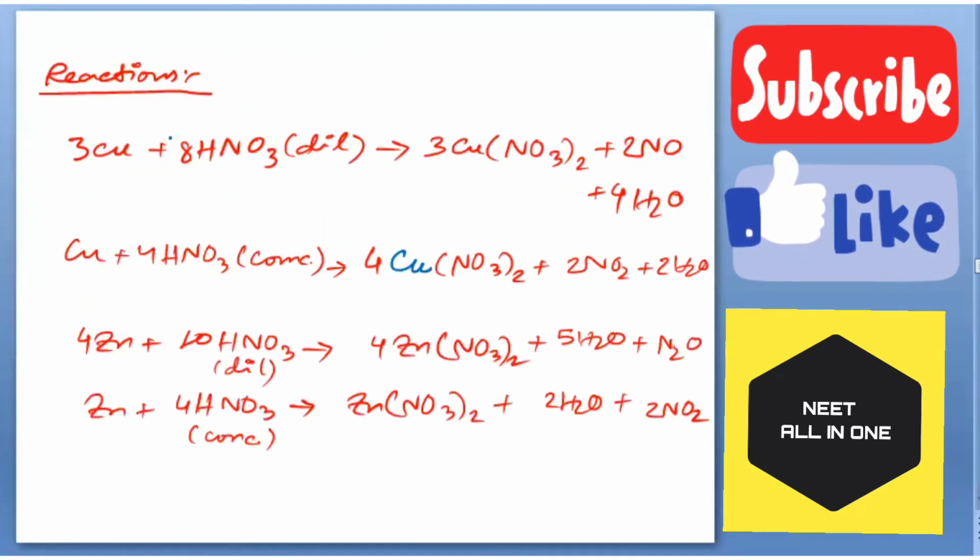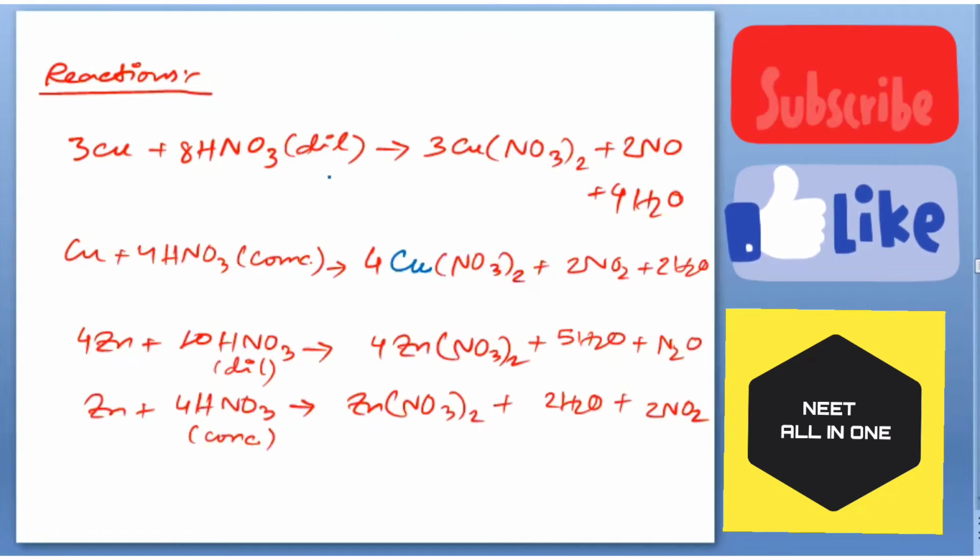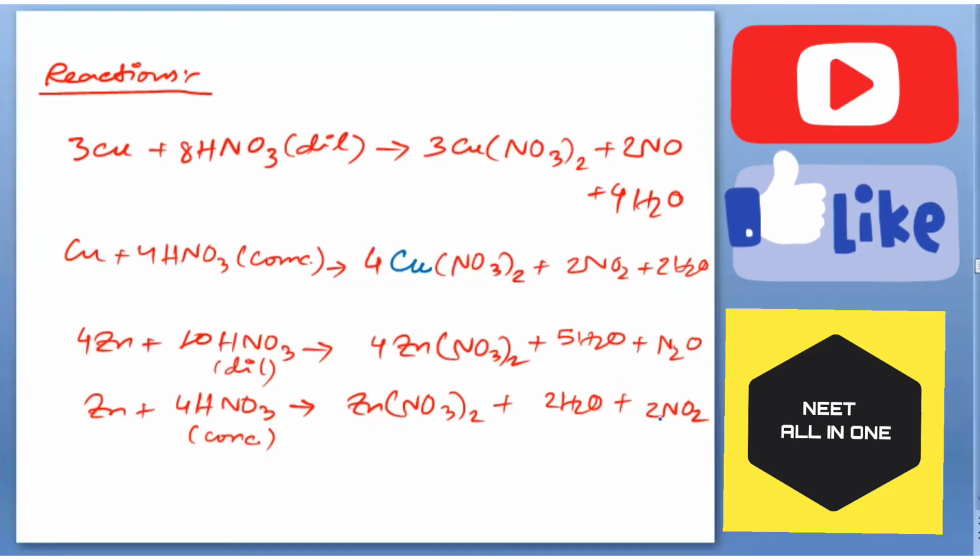Next are the reactions of HNO3. First is 3Cu plus 8HNO3 diluted. That means copper is reacted with dilute HNO3. It forms 3Cu(NO3)2 plus 2NO plus 4H2O. Then the same metal Cu reacted with concentrated HNO3 forms Cu(NO3)2, but here 2NO2 plus 2H2O. Then Zn reacted with dilute HNO3 forms Zn(NO3)2 plus 5H2O plus N2O. Then again Zn reacted with concentrated HNO3 forms Zn(NO3)2 plus 2H2O plus 2NO2.